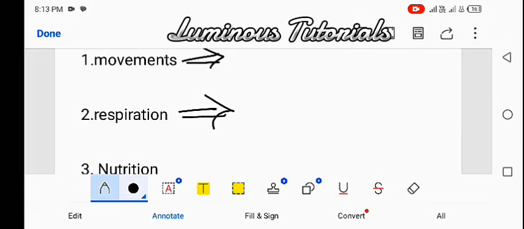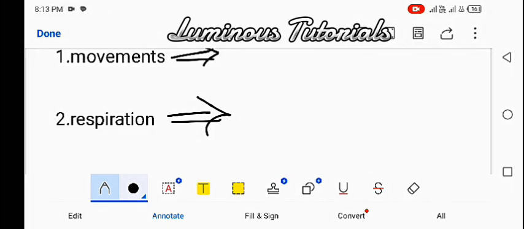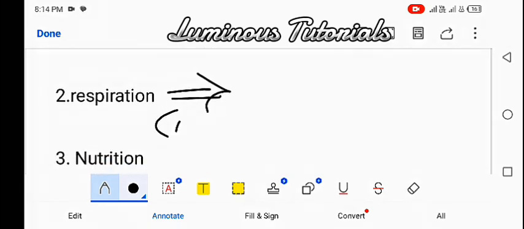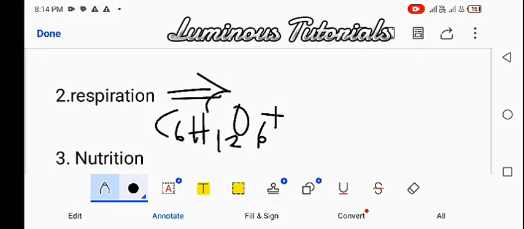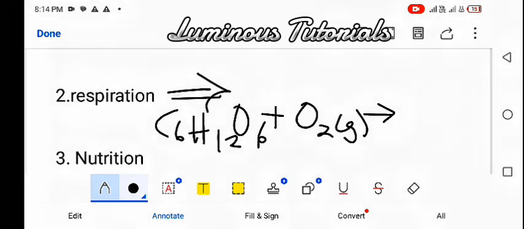What is respiration? Please take note. Respiration can be defined as a process whereby living organisms break down food in their body with or without the use of oxygen. I'll say it again: the process whereby living organisms break down food substances, for example C6H12O6, with oxygen to give a product, or without oxygen.